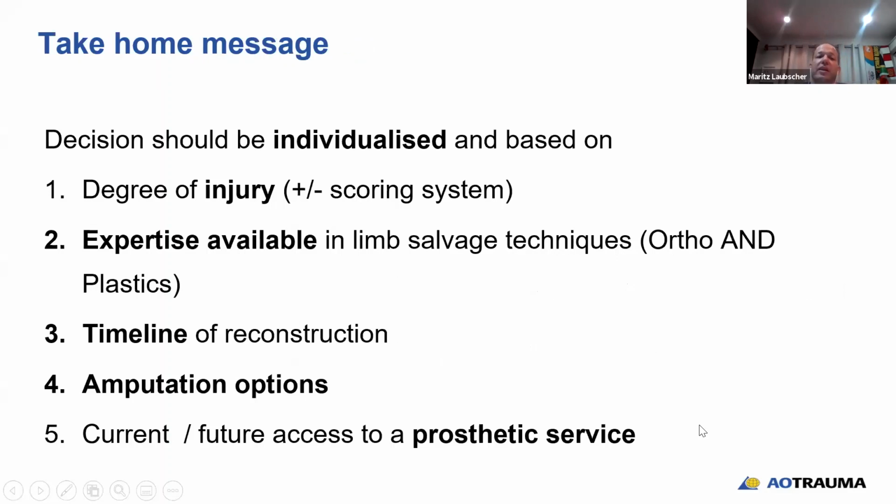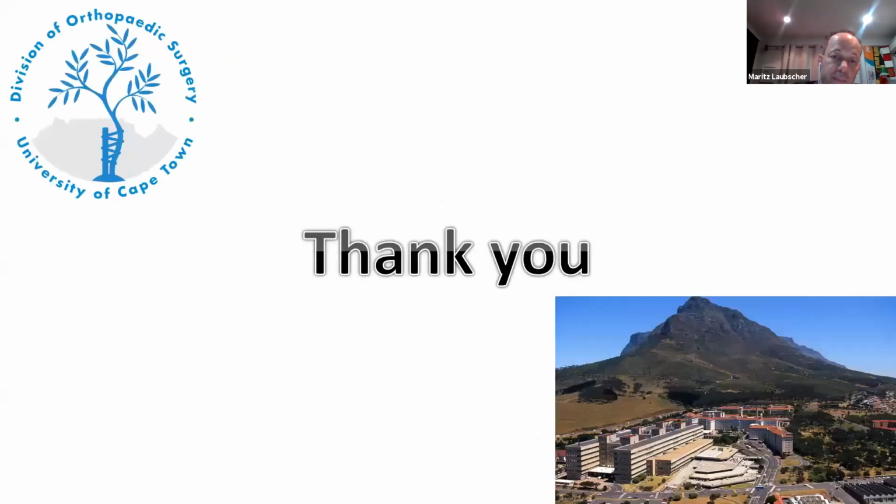So to summarize then, the decision to amputate or reconstruct a limb in a traumatic mangled extremity situation depends on the degree of injury. You can use a scoring system to help you make the decision. It depends on the expertise available in limb salvage, both orthopedics and plastics. It depends on the timeline of the proposed reconstruction, the amputation options available for the patient, and also the current and future access to a prosthetic service.